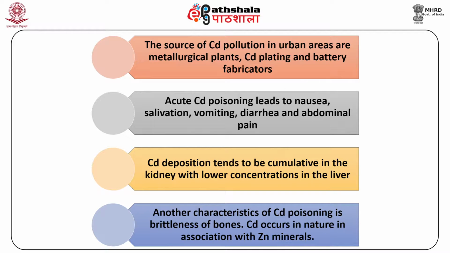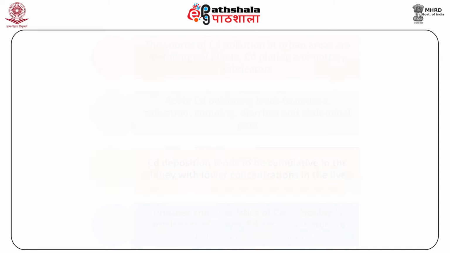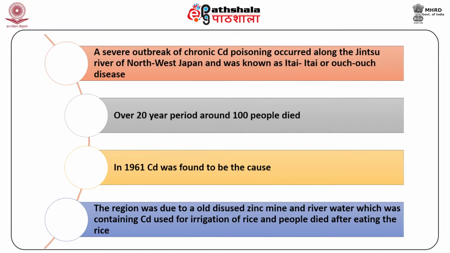Cadmium occurs in nature in association with zinc minerals. A severe outbreak of chronic cadmium poisoning occurred along the Jinzu River of northwest Japan and was known as itai-itai or ouch-ouch disease. Over a 20-year period, around 100 people died. In 1961, cadmium was found to be the cause. The reason was an old disused zinc mine, and river water containing cadmium was used for irrigation of rice, and people died after eating the rice.